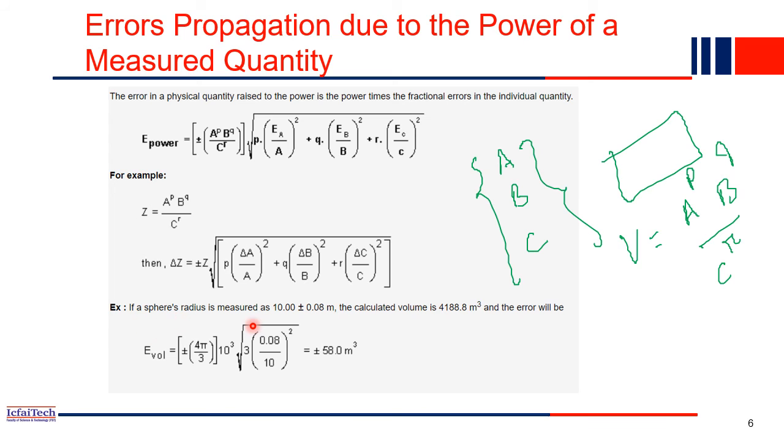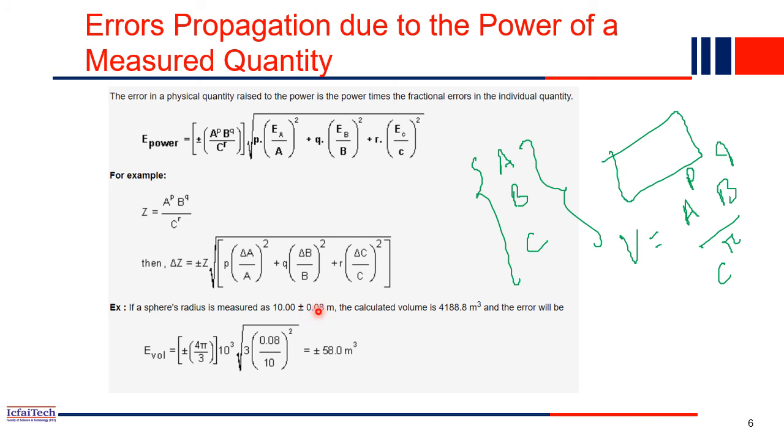If a sphere's radius is given to us as 10 plus or minus 0.08 meters, so you can imagine it is a sphere, and the radius is given to us. If you want to find the volume, the calculated volume is this much, and how much will the error be? The volume is 4 pi by 3 into r cube, right? 4 pi by 3 into the radius cubed is the volume, and how much will be the error in the volume, that is the question. The error part in the radius measurement is 0.08 meter.